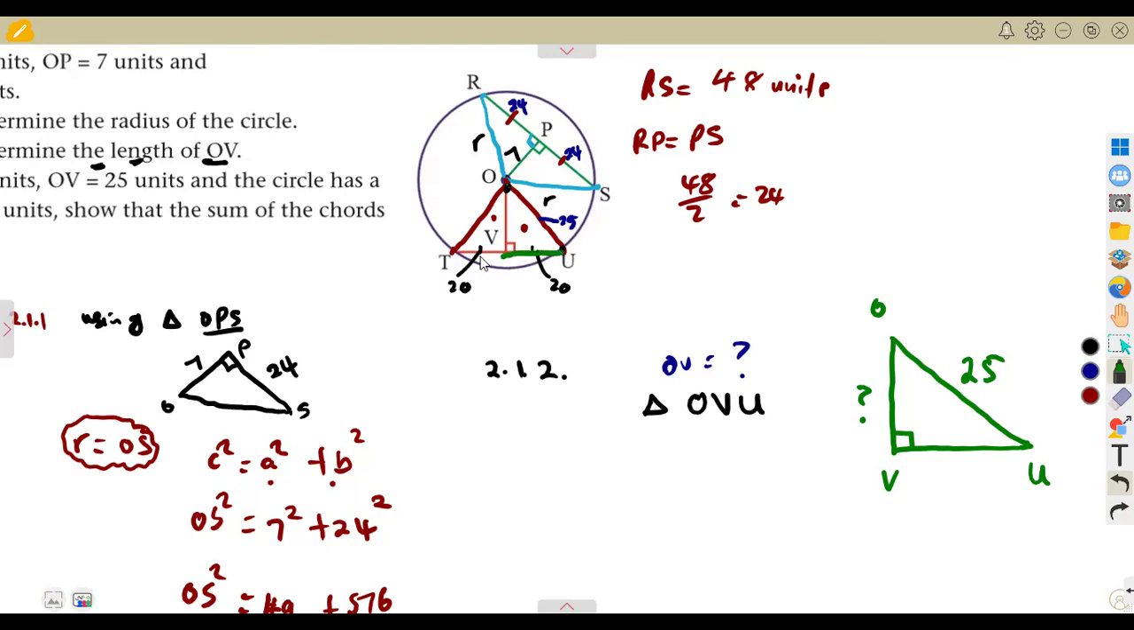Remember, from V to U, you were given the whole of this line TU, where you divide it by 2 because it is a perpendicular bisector. It bisects this line into 2 equal parts. So that was a 20 there.